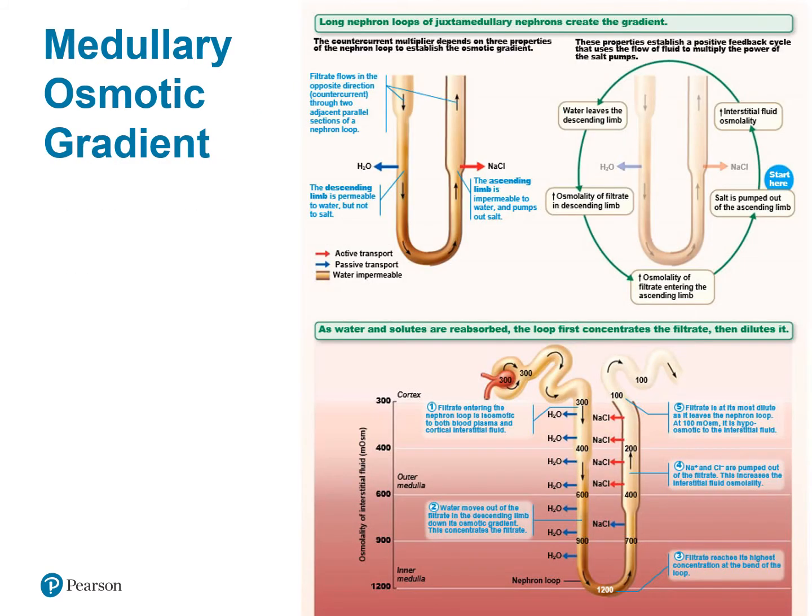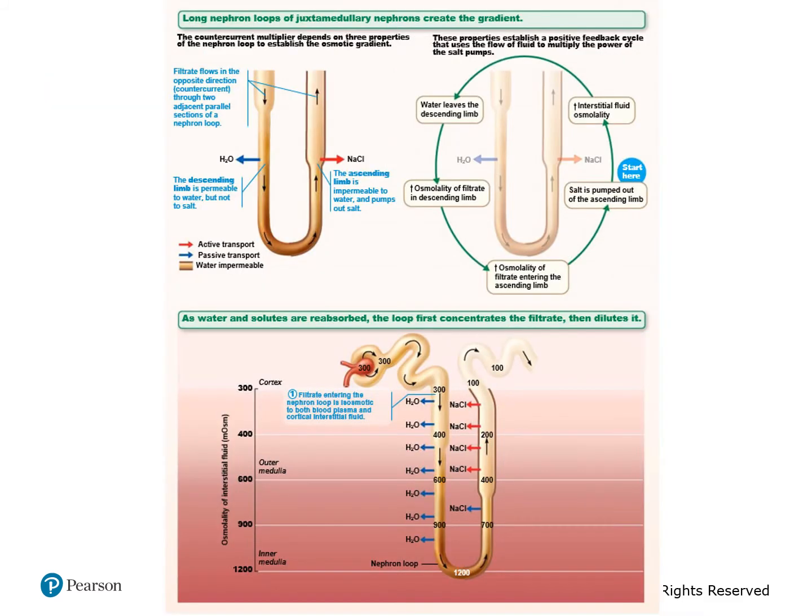Really nice picture here for you, very similar to what you did with your draw it to know it. So go ahead and take a look at this. We'll see this play out in these numbers in the next couple of slides. Number 1, the filtrate entering the nephron loop is isoosmotic to both blood plasma and the cortical interstitial fluid.